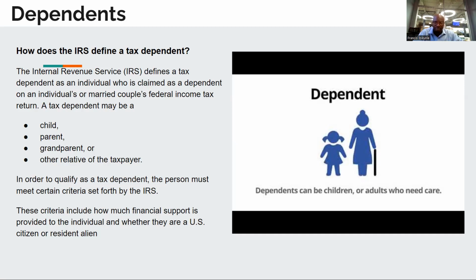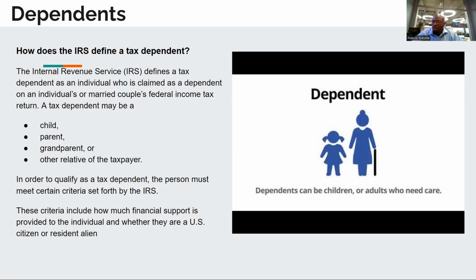This criteria include how much financial support is provided to the individual and whether they are a US citizen or resident alien. Before you can claim somebody as a dependent, it doesn't mean that because somebody is your child, they automatically become your dependent. If you are not financially responsible for that child, you might find it difficult to claim that child as your dependent. Or if you yourself are dependent on somebody, how can you be a dependent and then want to claim somebody else as a dependent? Those are the kind of situations you will find.